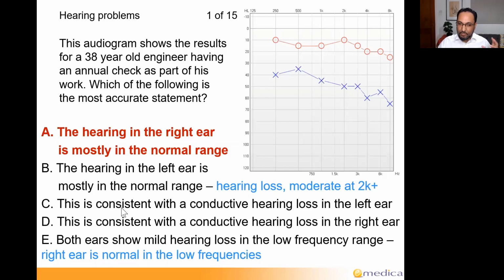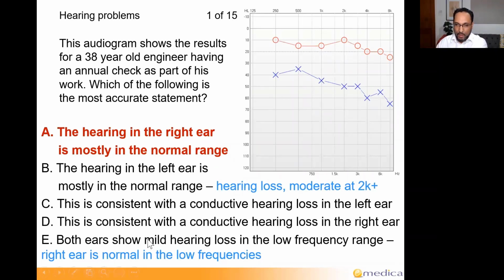And the next most popular answer after C was E, that both ears showed mild hearing loss in the low frequency range. If you look at the low frequency range here, this one's completely normal. The right is completely normal. This is showing some loss in the low frequency. It gets worse once we get into the high frequency, but this is completely normal all the way up to here. So that's why E is incorrect, okay?